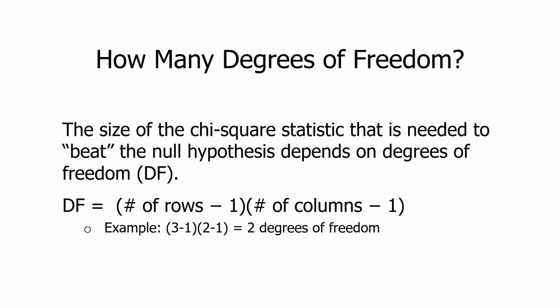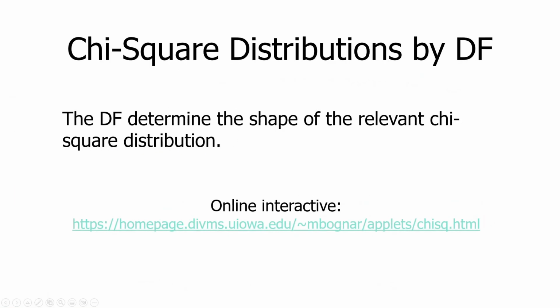The number of degrees of freedom determines the shape of the distribution. Unlike the normal distribution, which always assumes the same shape, the chi-square distribution depends on the structure of the table, the number of degrees of freedom. I found this interactive chi-square applet that has been provided by Professor Matt Bogner at University of Iowa. We thank you, Professor Bogner, for this.